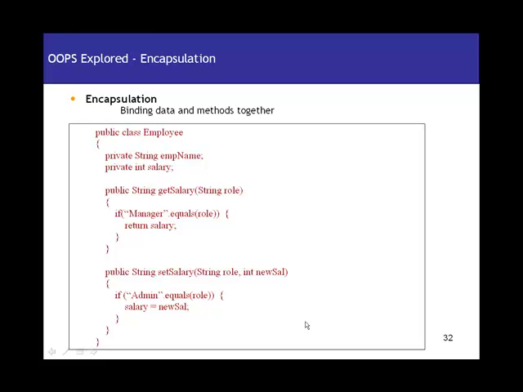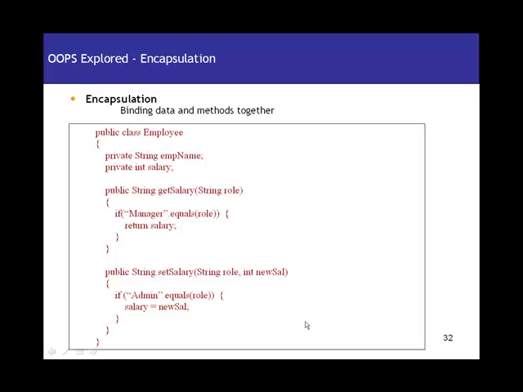So let's go to encapsulation. The definition says binding data and methods together. Basically, the end product of that is nothing but data hiding, right? When I say binding data and methods together, I mean that there is a strong relationship between the data and the methods of the object of the class, right?